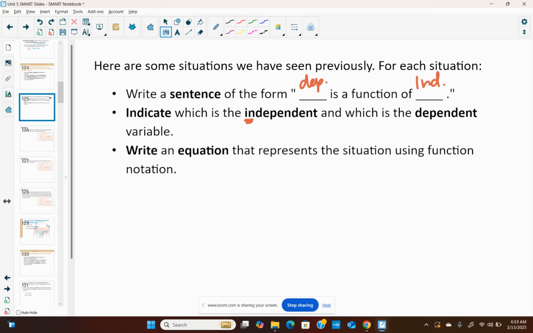Okay, so for each situation, you can look in your book at these and try this out and then come back to the video. So I'll just pause the screen. You can just pause the screen like this. So you have the instructions on the screen. Go to those 3 situations and then come back.